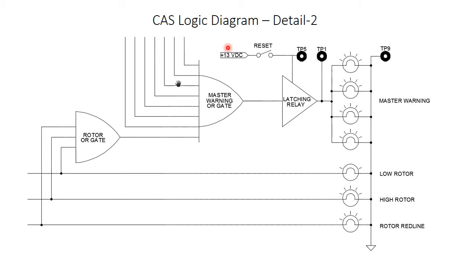Notice up here there's a reset button. This is a momentary push button. On my ship it's going to be on my cyclic grip. This is how you'd reset that latching relay. So once you've determined what's going on, you can shut off the Master Warning Annunciator, assuming that the fault condition has gone away. If the fault still exists, pushing this reset button will have no effect.